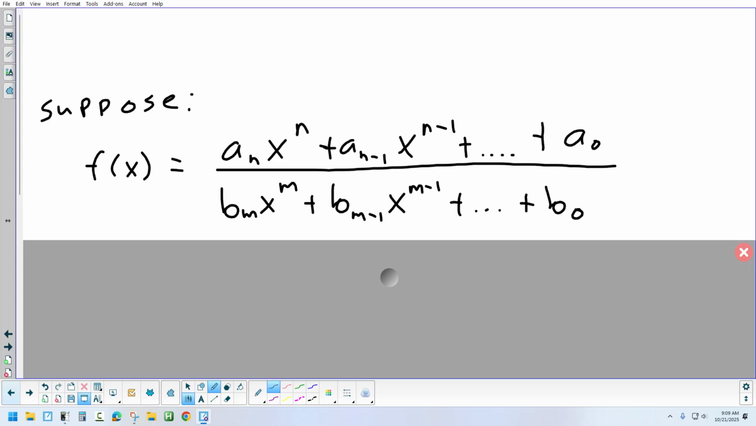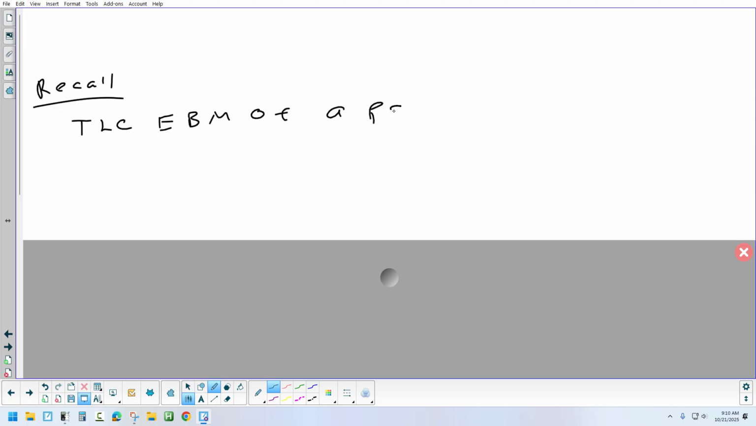Okay, so I'm going to rewrite this. Let's write that down. From yesterday, the EBM of a polynomial is the term with the highest degree.